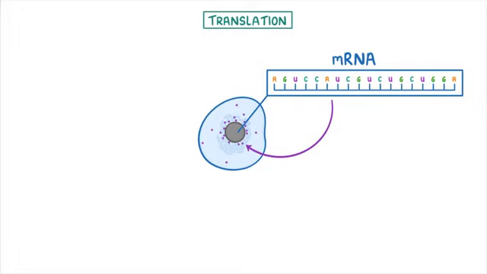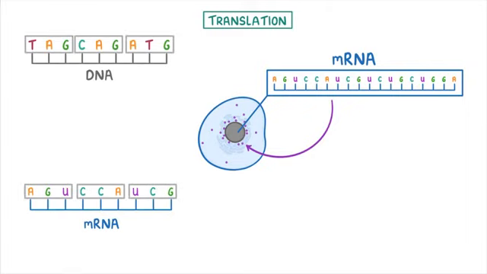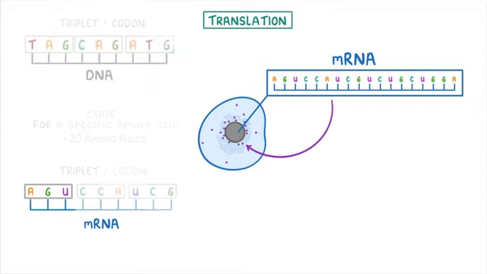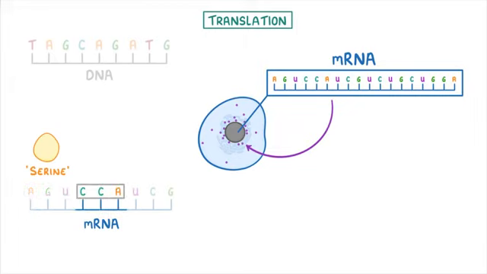To help understand this part, it's important to remember that for both DNA and mRNA, each group of 3 bases, which is called a triplet, or codon, codes for a specific amino acid. To make proteins, our cells use 20 different amino acids, and each one has a different 3-base codon. For example, this triplet, AGU, codes for the amino acid serine, whilst CCA here codes for proline. You don't have to remember these examples, we're just using them to illustrate the point.